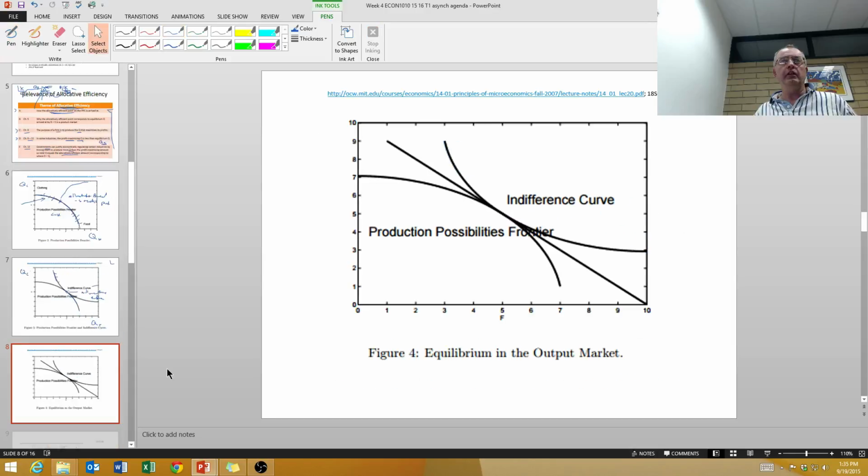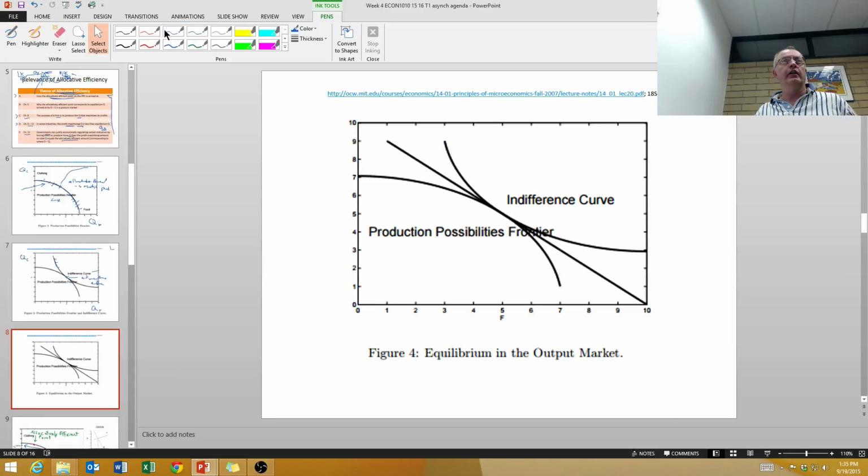And so when the two curves are just touching each other at this one point, this point of intersection, is the point of allocative efficiency. So it's a single point.